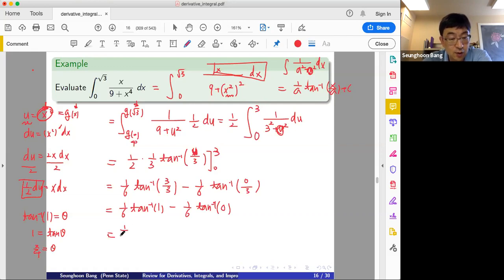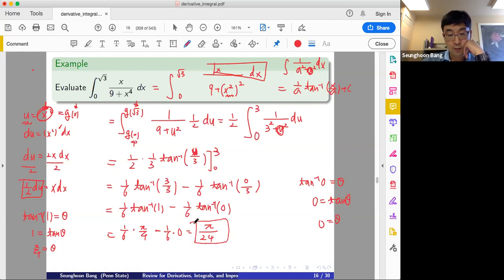This is 1 over 6 times pi over 4 minus, what's the inverse tangent of 0? Do you know the inverse tangent of 0? We can use the same idea: 0 equals tangent theta. Tangent theta equals 0, so what's angle theta? Angle theta is 0. So we have 1 over 6 times 0. The answer is pi over, 6 times 4 is 24. Yes, this is the final answer for solving this problem.